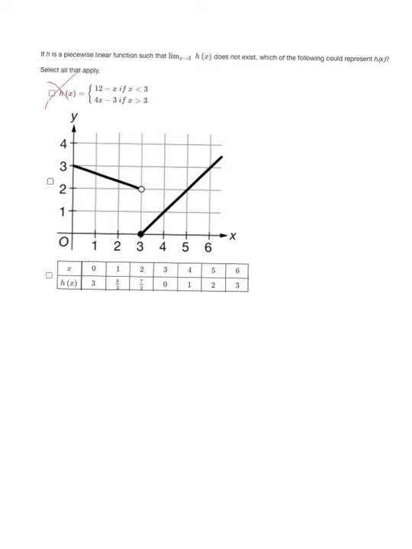Here, the limit does not exist. The limit as x approaches 3 from the left is 2. The limit as x approaches 3 from the right is 0. Those are not the same. So this one does not exist, and that's what I want. I want limits to not exist at x equals 3.